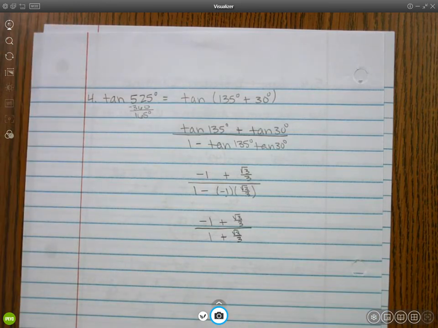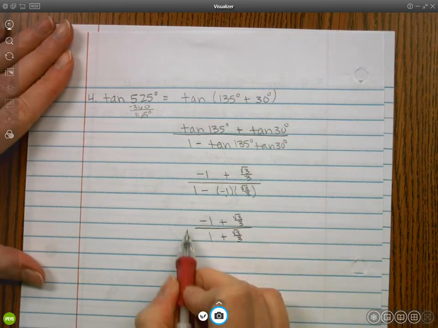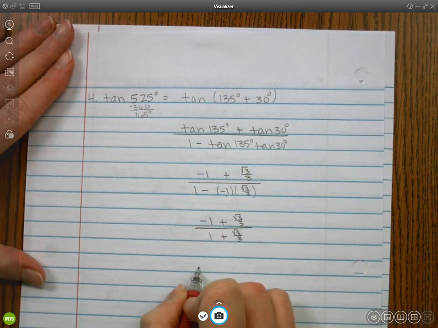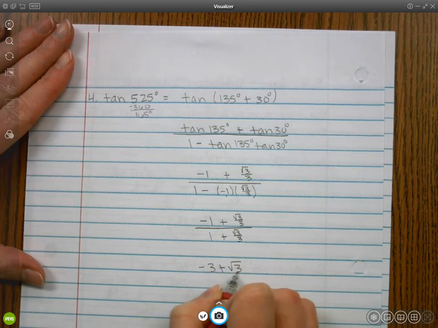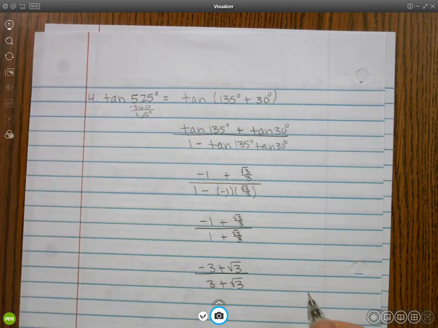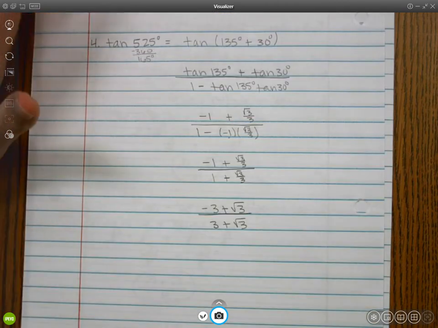All right, now we can't leave it with fractions inside of fractions, so I'm going to multiply the entire problem by 3, and that'll get rid of the 3's in the denominator. So it'll be negative 3 plus root 3, and then 3 plus root 3. And then we can honestly leave it there because there's not a whole lot that we can do. We might rationalize the denominator. But if you're going to try to check your answers in the back of the book, they're going to make you do that.